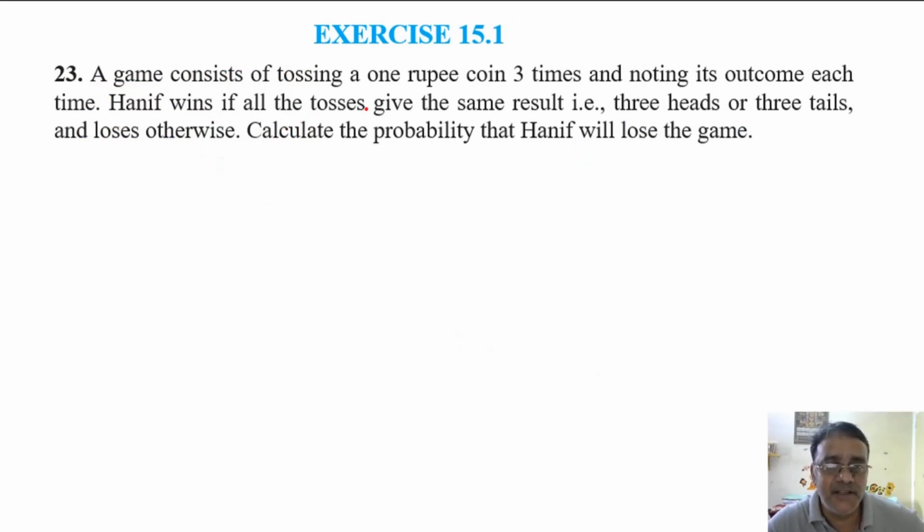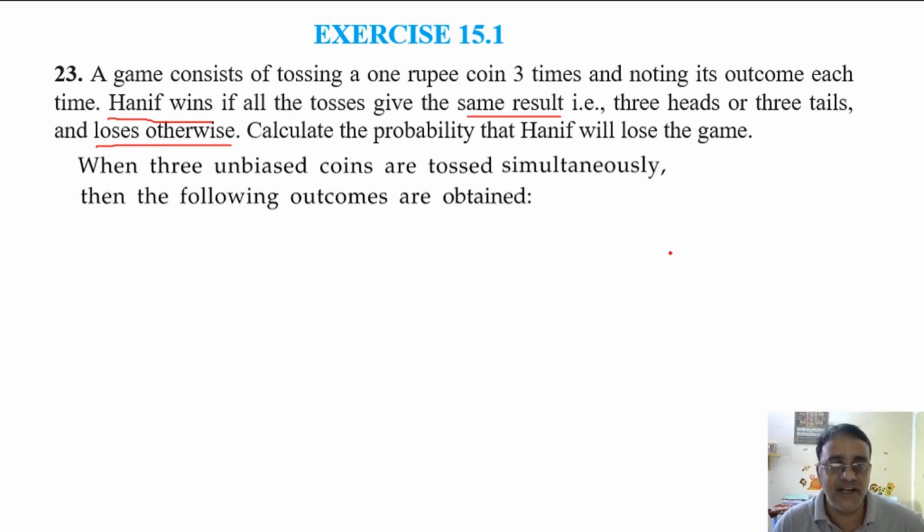A game consists of tossing a 1 rupee coin 3 times and noting its outcome each time. Hanif wins if all the tosses give the same result, that is 3 heads or 3 tails, and otherwise he loses. Calculate the probability that Hanif will lose the game.